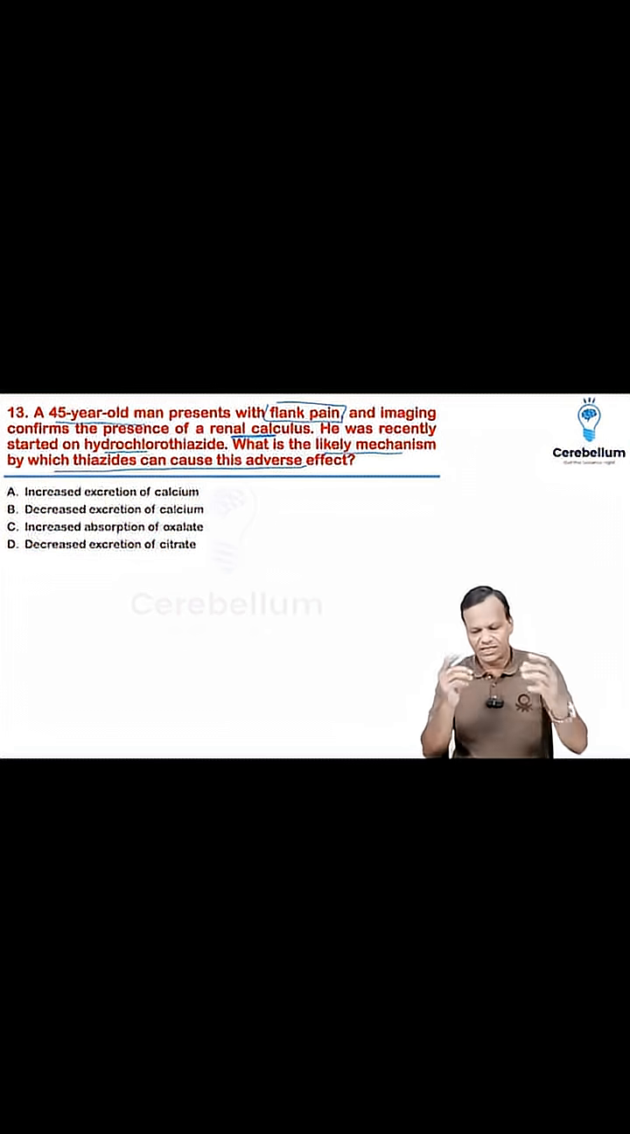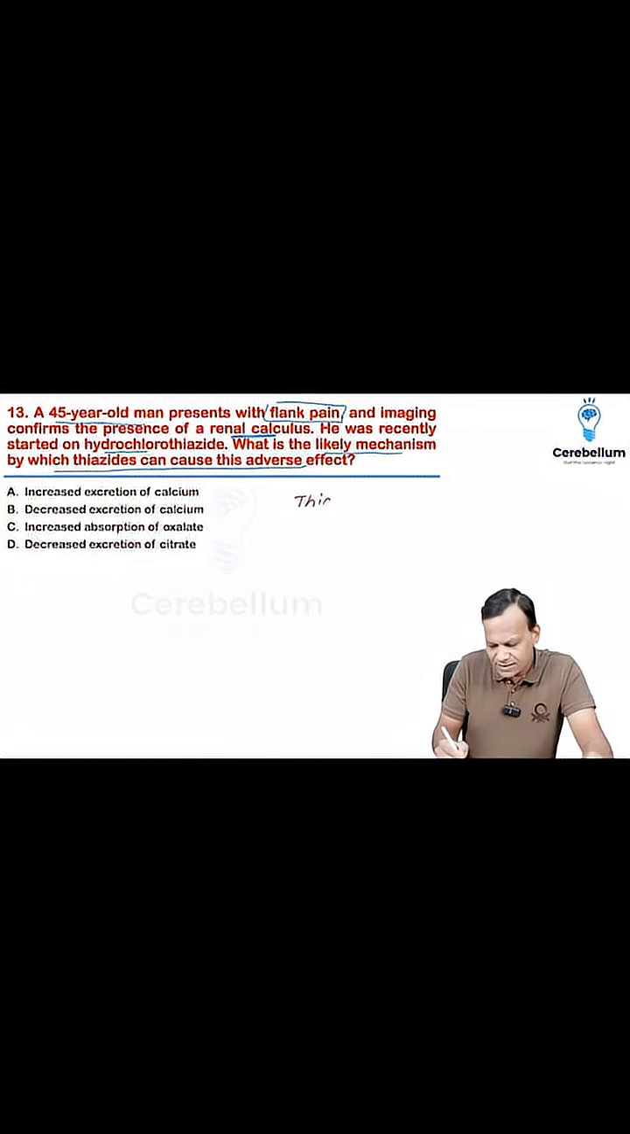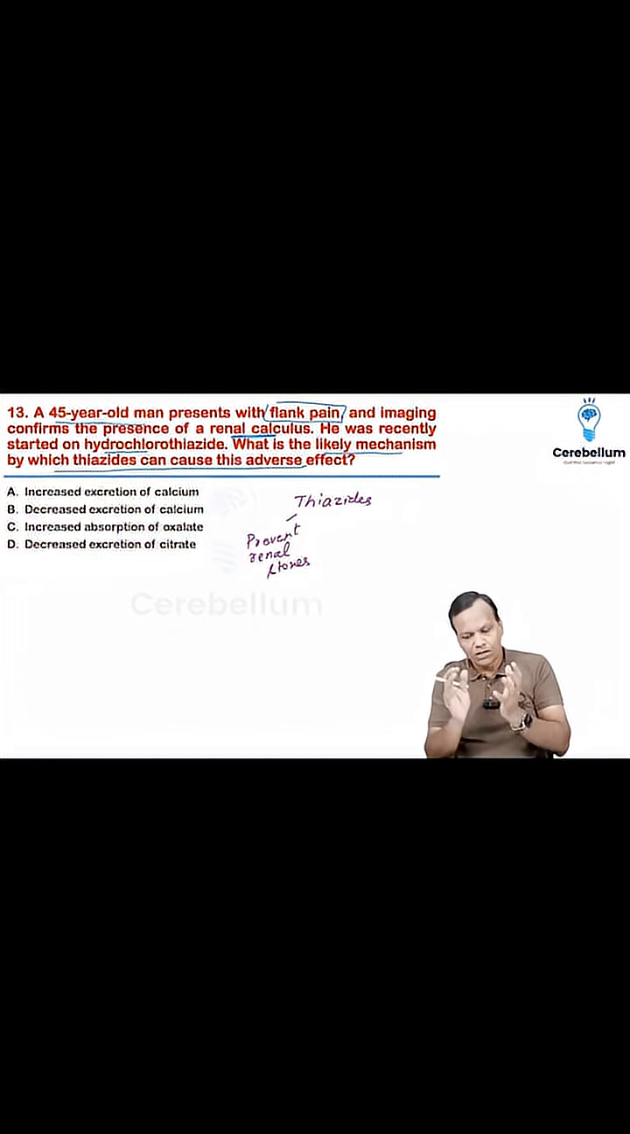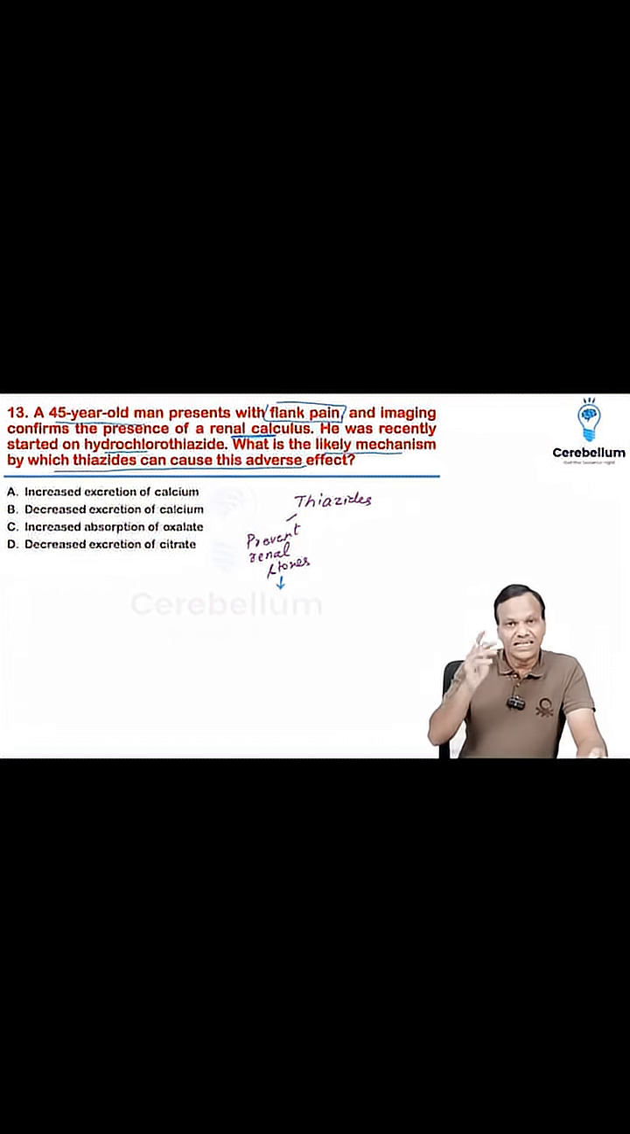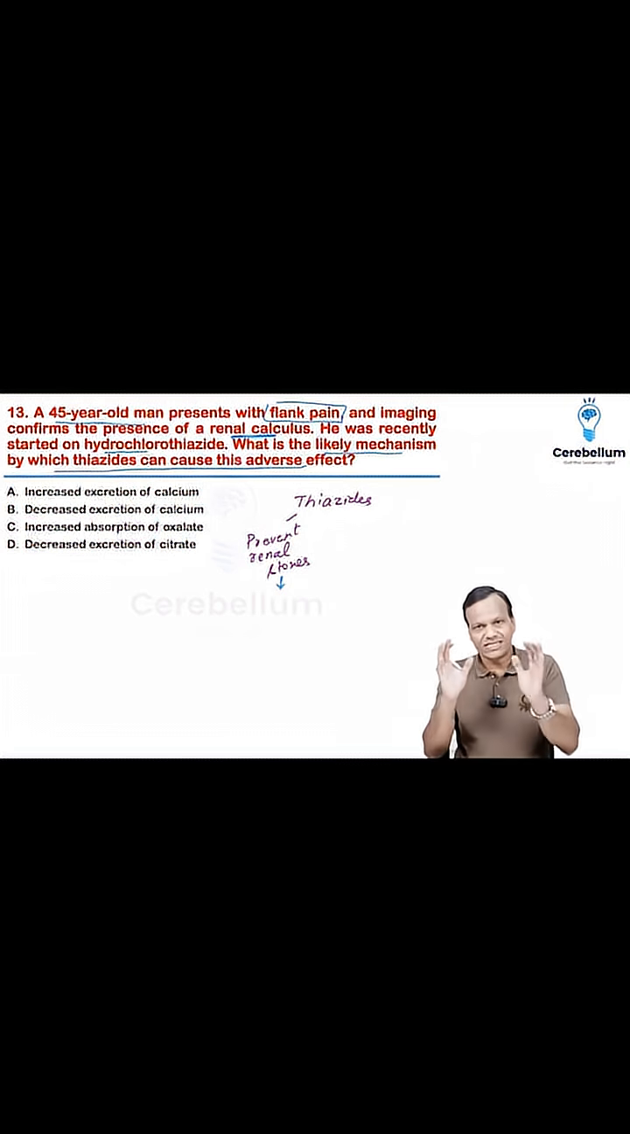So what you need to understand is that thiazides are normally used to treat, or we can say prevent, renal stones. That is the main action of thiazides. The question is how they prevent renal stones. They basically increase the reabsorption of calcium from the kidney. So when more calcium is reabsorbed, less will be in the urine, and less calcium in the kidney means less stone formation. So decreased excretion of calcium is the primary mechanism.